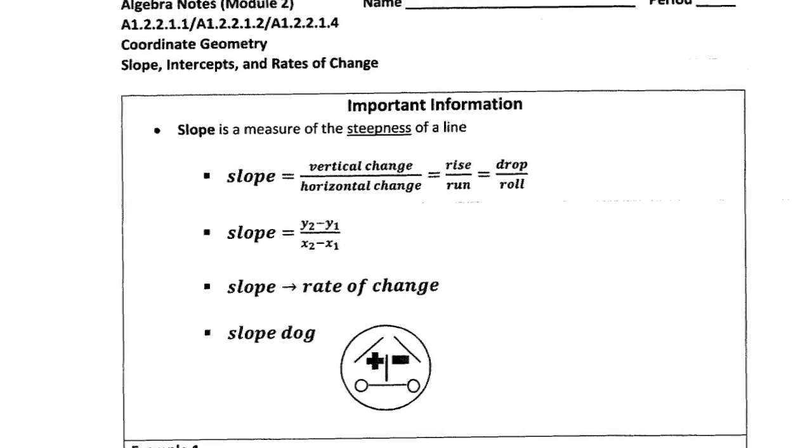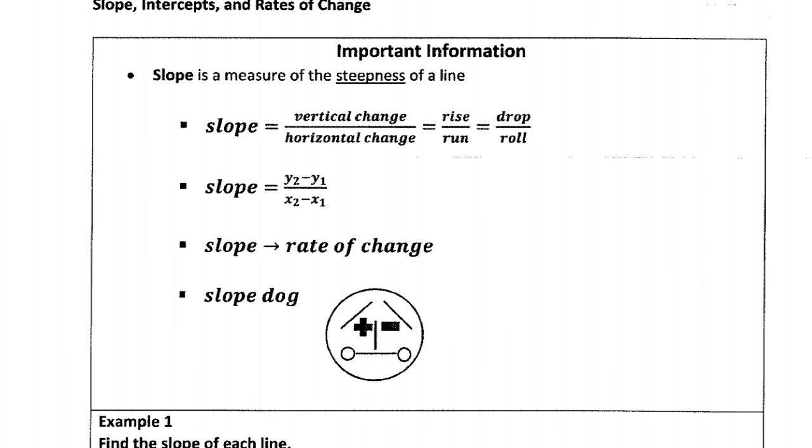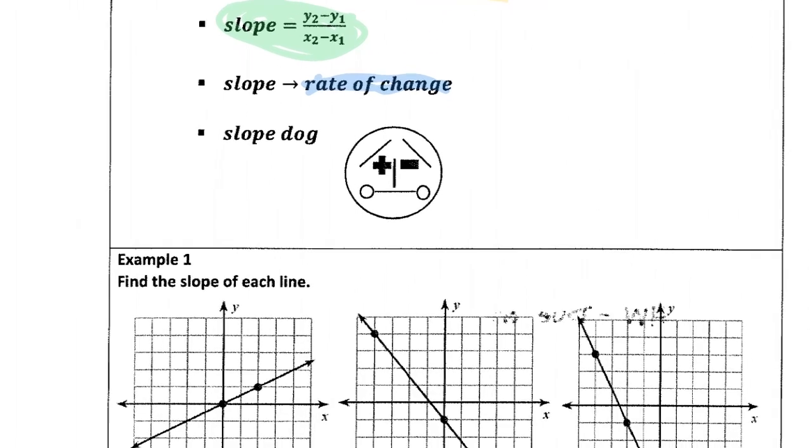On these pages, we're going to start talking about the important stuff, such as slope and what it means. We already know that slope could also mean the rate of change. Now there's a formula here that helps us when we're given 2 points, 2 ordered pairs. And again, we said slope is your vertical change and your horizontal change, or rise over run, or drop versus roll. So now let's really talk about finding the slope of each line.